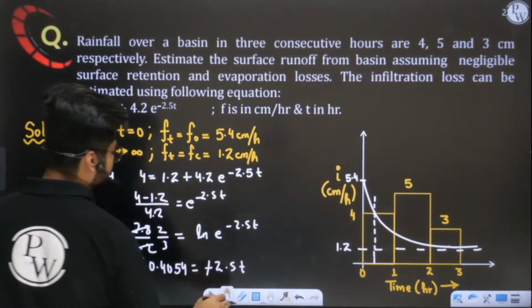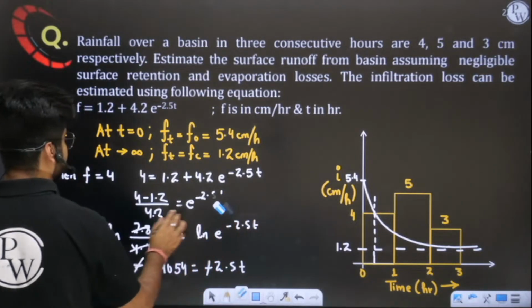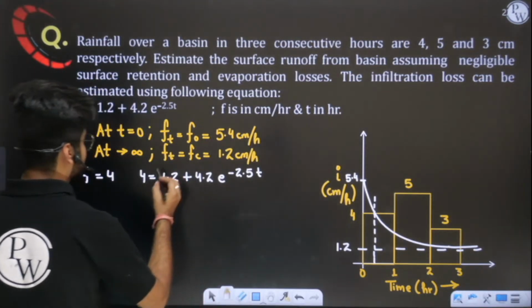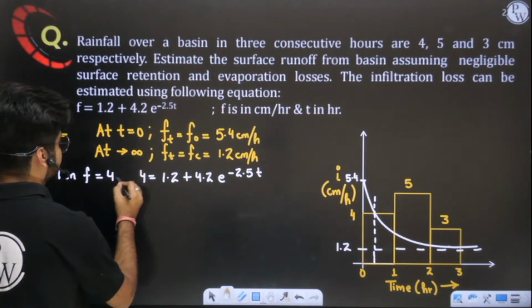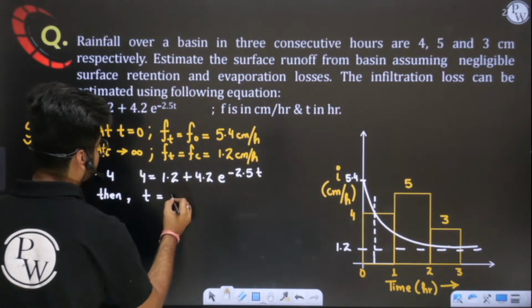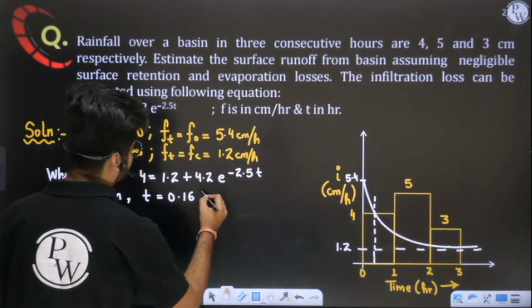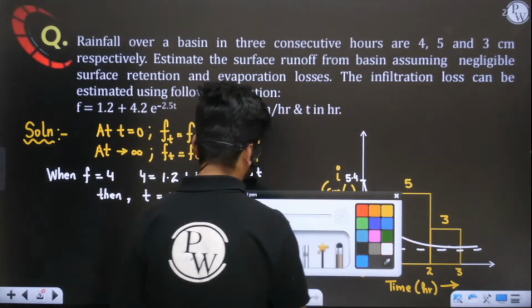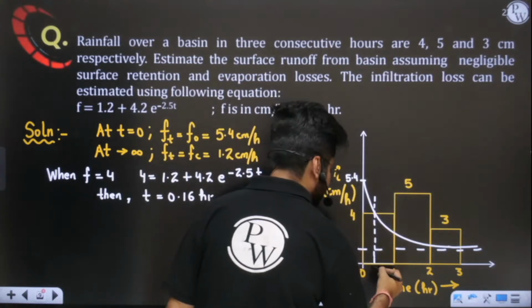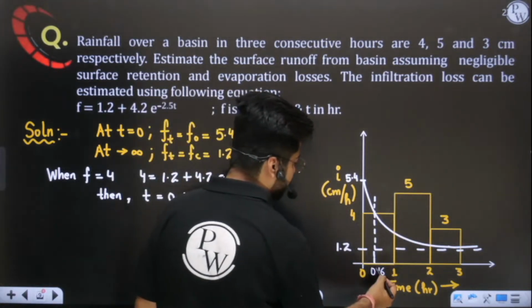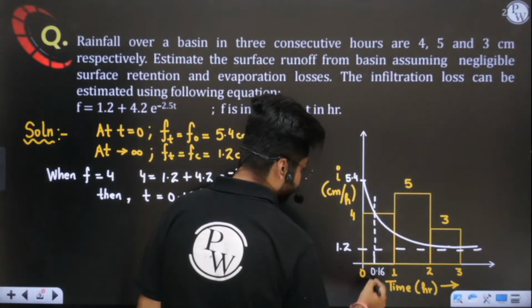Minus 0.162. Simply we can say that t is coming to be, when f is equal to 4, then from this equation t is equal to 0.162 or simply 0.16 hour, which means this time value is 0.16. Let me write here 0.16 this time. So you need to understand one thing.